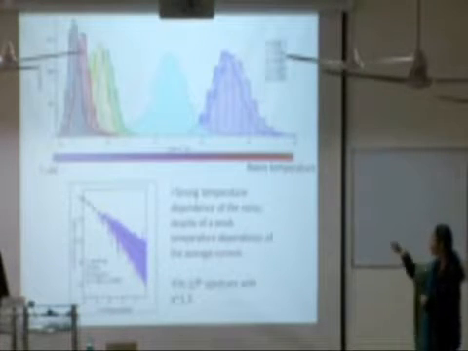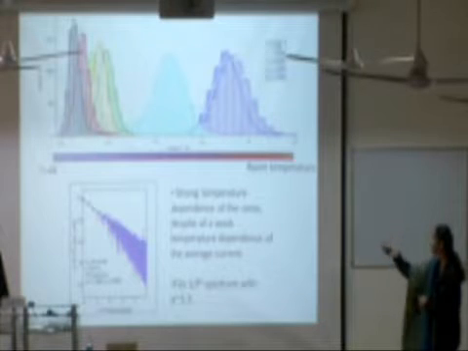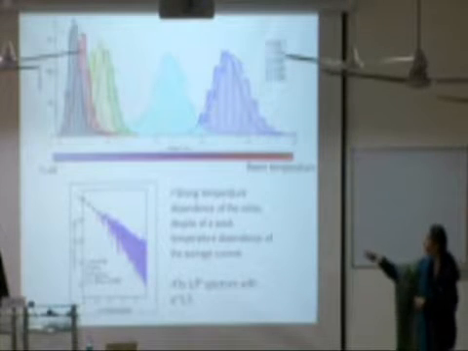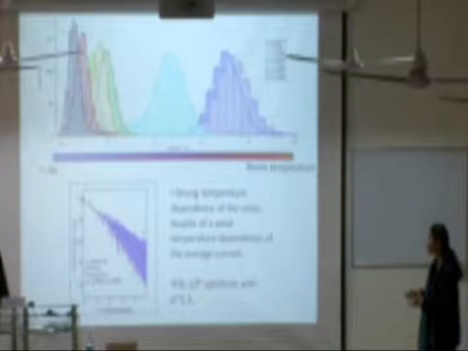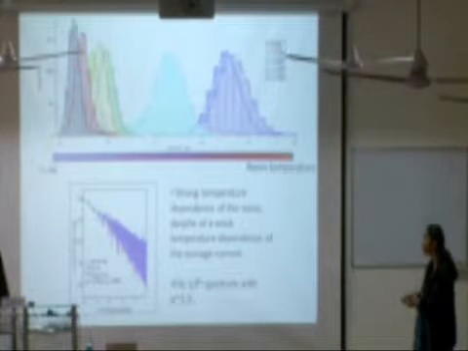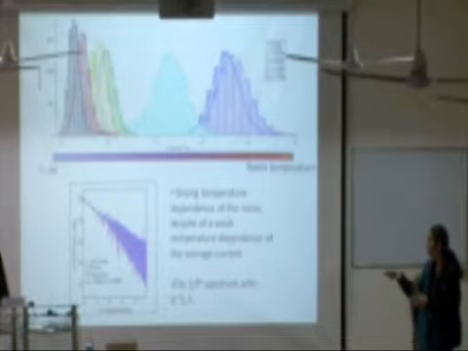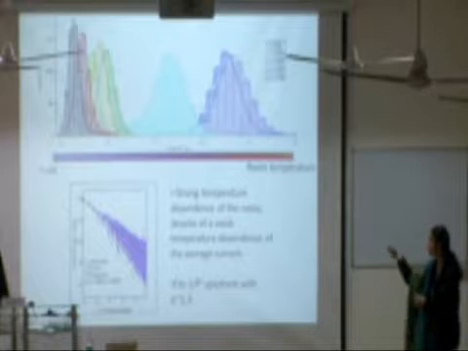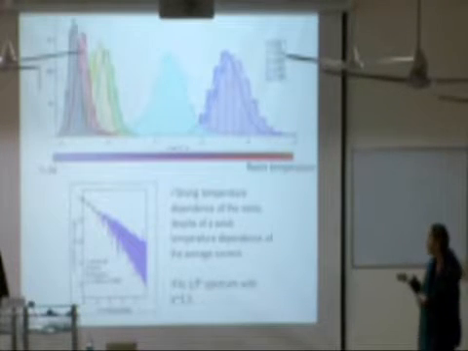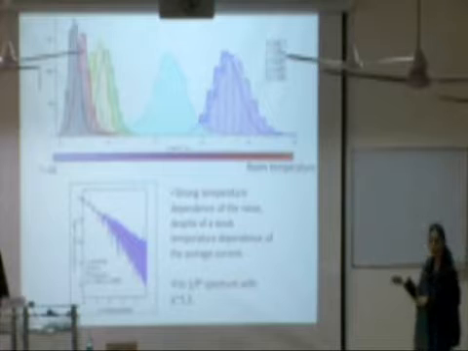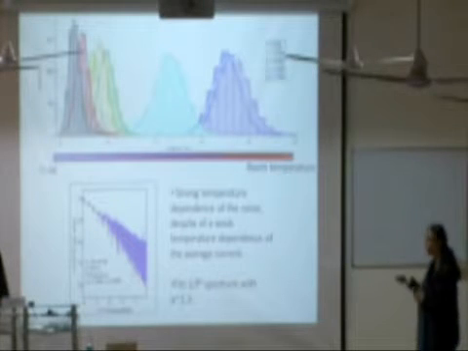We also analyzed this noise as a function of temperature, from room temperature all the way down to 4 Kelvin. We see that at room temperature, we still see this additional noise, and as we go down to lower temperatures, the noise freezes out. So there's a very strong temperature dependence of the noise, but a weak temperature dependence of the average current. If you look at the frequency dependence of this excess noise, it fits a 1 over f to the alpha power spectrum, with alpha approximately of the order of 1.3. And we're still working to understand this noise more.